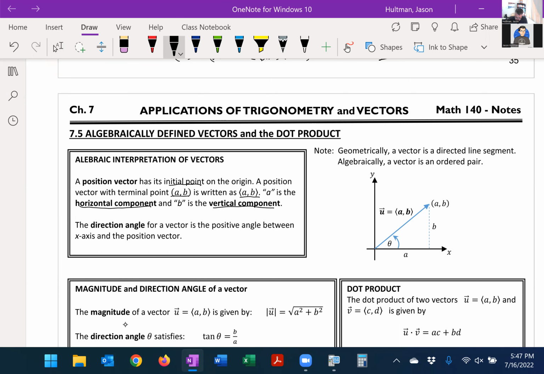The direction angle for a vector is the positive angle between the x-axis and the position vector. We usually label that as theta. Okay, so we are going angle theta over A up B.